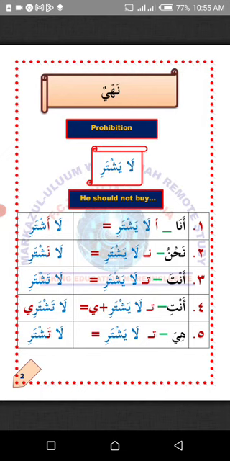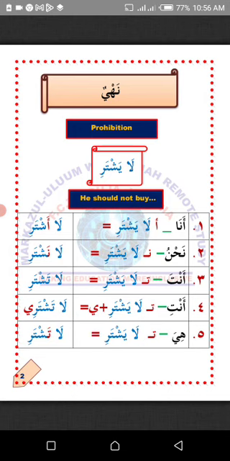The verb لا يشتري simply means he should not buy. He in Arabic is huwa, which is the opposite of hiya, she. So how do we now change the verb لا يشتري to suit the following pronouns?